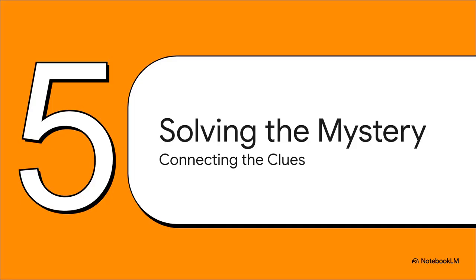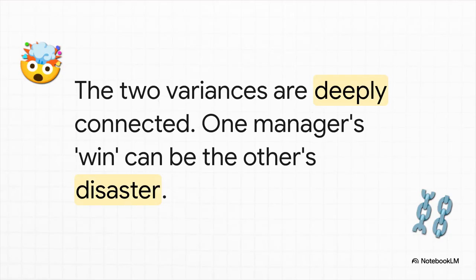Okay, so we've investigated both leads, we've questioned both managers. Now it is time to put all the pieces together, connect the dots, and solve this case. And let me tell you, there is a plot twist. And here it is. Here's the big twist. You can't just look at these two variances in their own little bubbles. The actions of the purchasing manager and the production manager are so deeply connected. What looks like a win for one manager can actually be a total disaster for the other.